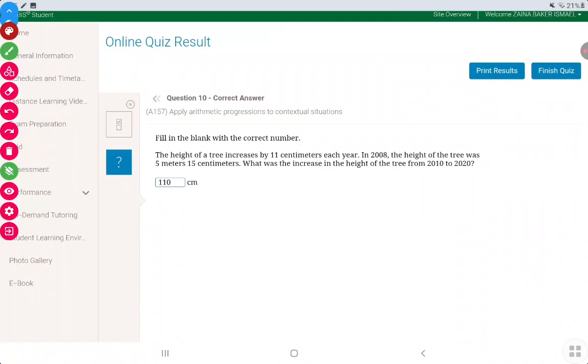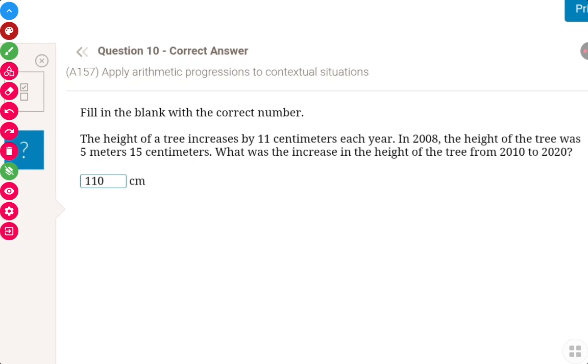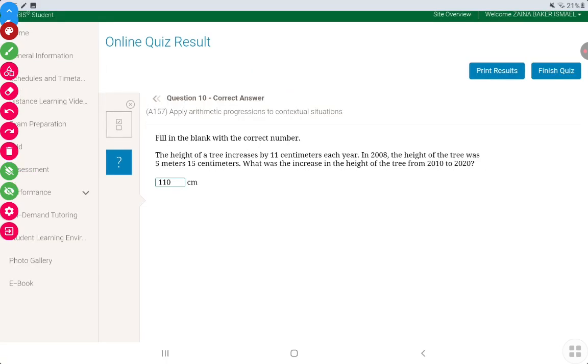Okay, last question is also a word problem. They told us the height increases by 11 centimeters each year. Increases by the same amount each year, which means that the difference, the amount it increases by every year, is 11. In 2008 we're going to take it as A1, okay? Because that's the year they started with.